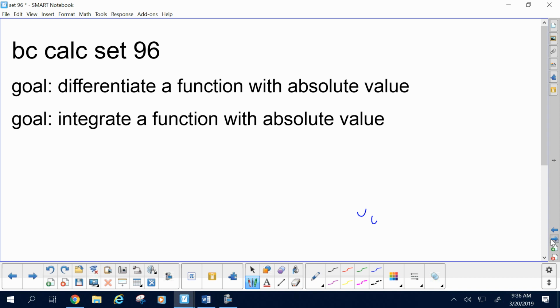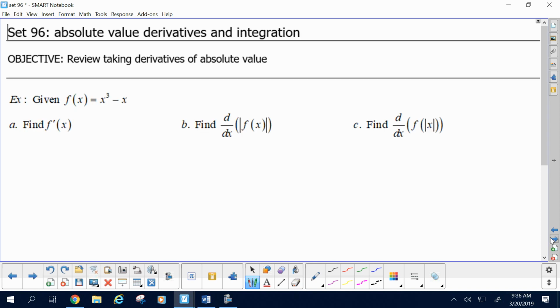The lesson should be a little bit of review, but a little bit of new. Actually, it's mostly review, so hopefully it'll go well. There's a little something new in there that I doubt you know, but we'll see. So, you've taken derivatives of absolute value. You did it in set 73, I think?